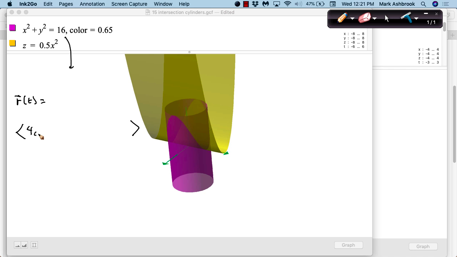4 cosine t and 4 sine t, because that now has the right relationship of x and y, right? And then z is what? One half of x squared. But this is x, right? So let's do the math here. It's going to be 1/2 of 4 cosine t squared. So that's 16. Is it 8 cosine squared?